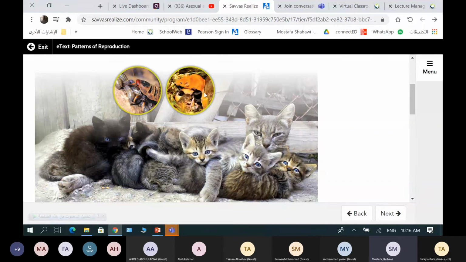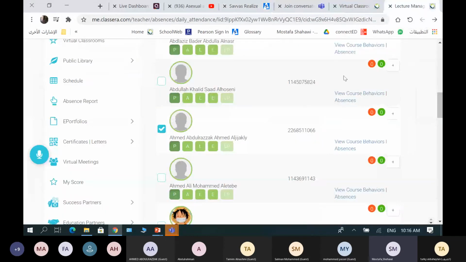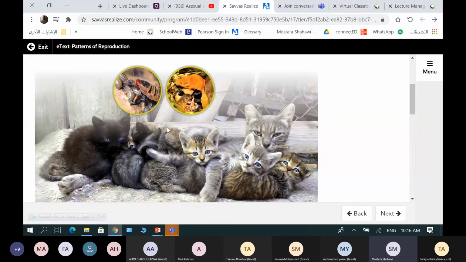Okay, let's talk about rats here. Ahmed Al-Atabi. Yes, mister. We have a rat mother and babies, offspring, baby rats. So this is the mother's fur, and this is the babies'. What do you think the fur of the father rat is? Black. Black, yes, because this is black for sure.